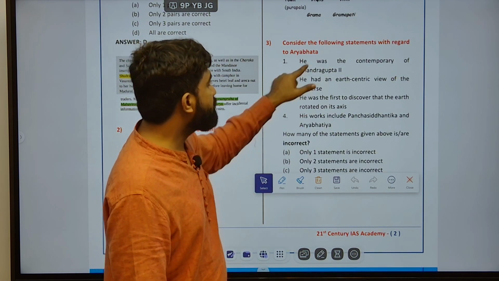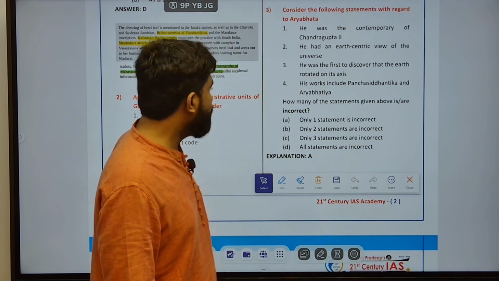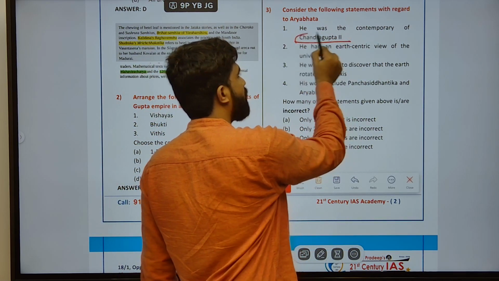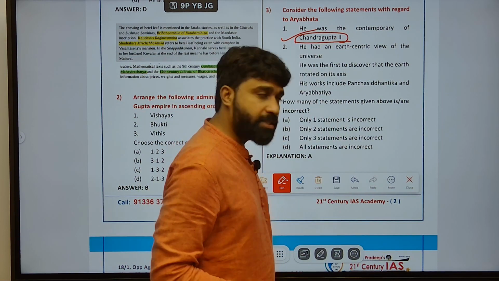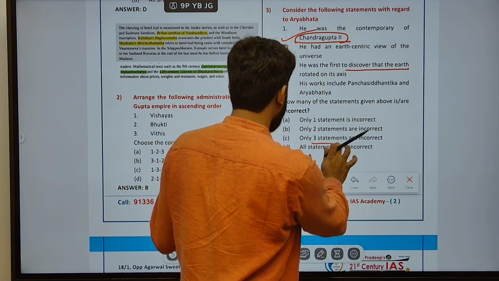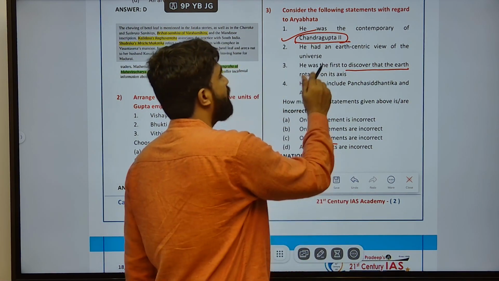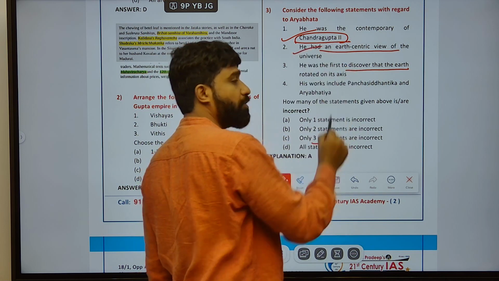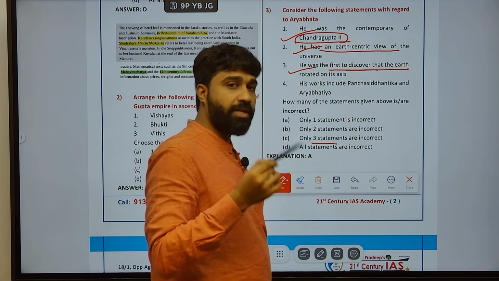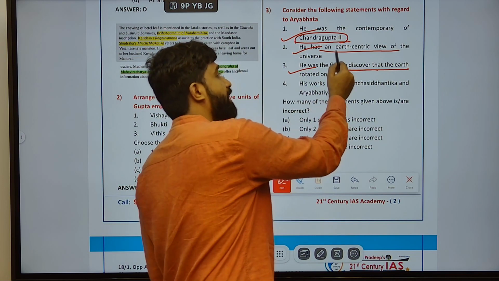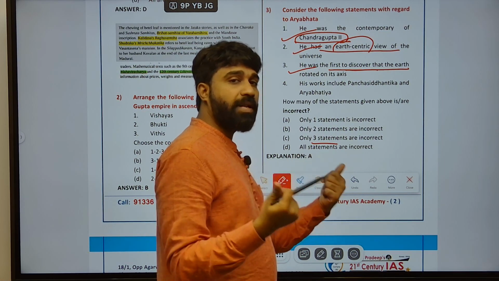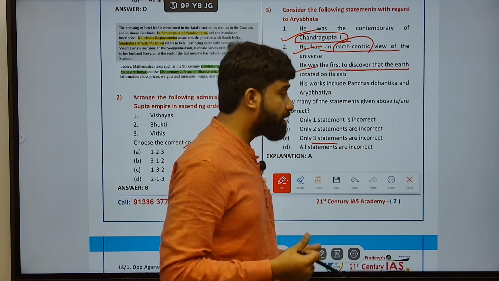Next, consider the following statements with regard to Aryabhatta. Aryabhatta was the contemporary of Chandragupta, that is a true statement. And next, he was the first discoverer of that period, no problem, and he had an earth-centric view of the universe, that is true, and he was the first to discover that the earth was rotating around its axis, that was also true. He gave an earth-centric view, not a heliocentric view. Here the earth was the center and other planets were revolving around the earth, that was the theory propounded by him.